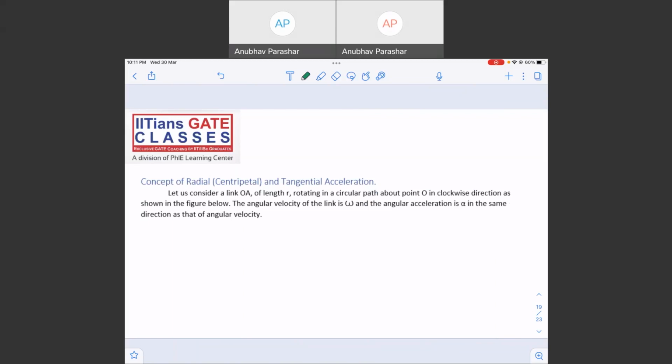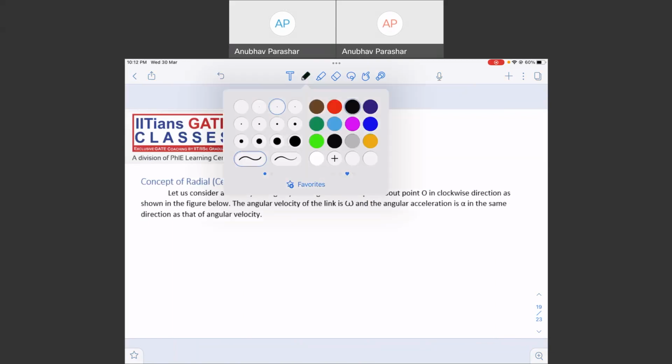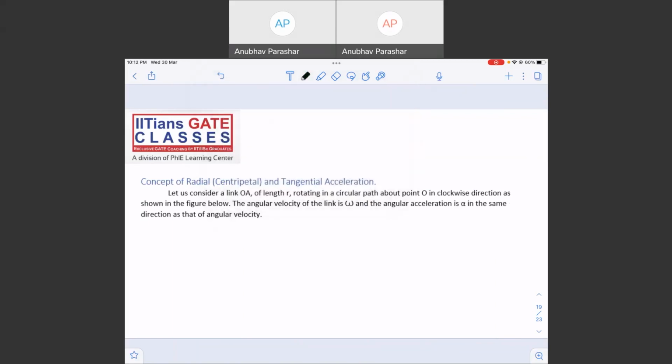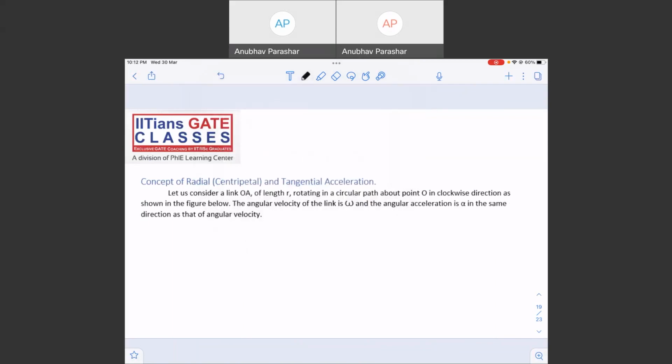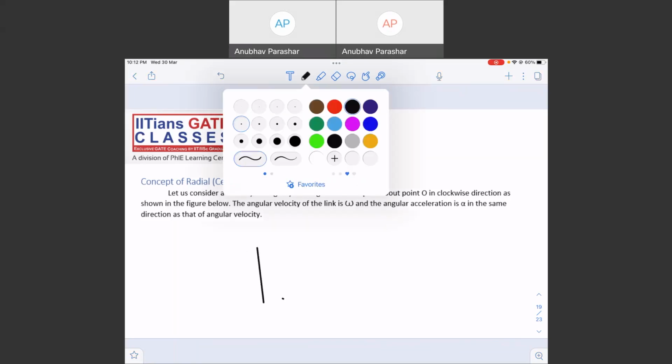So let us have a very brief idea about radial and tangential acceleration, right? This is something important. Simple questions are asked from this concept also. We'll not go into very much depth, it is simply not possible to get into very much depth of this concept. But whatever is feasible, we'll go through definitely. So let me consider this link.